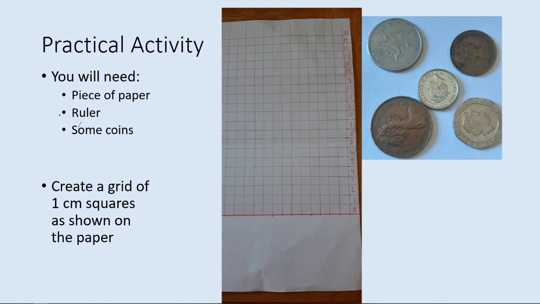The first thing you'll need to do is create a sort of 1 centimeter by 1 centimeter squared grid on your paper, like so. And then I've put numbers up the side here, just indicating how far they are. So if it's gone this far, it's gone 0 centimeters. If it's gone this far, it's gone 8 centimeters.